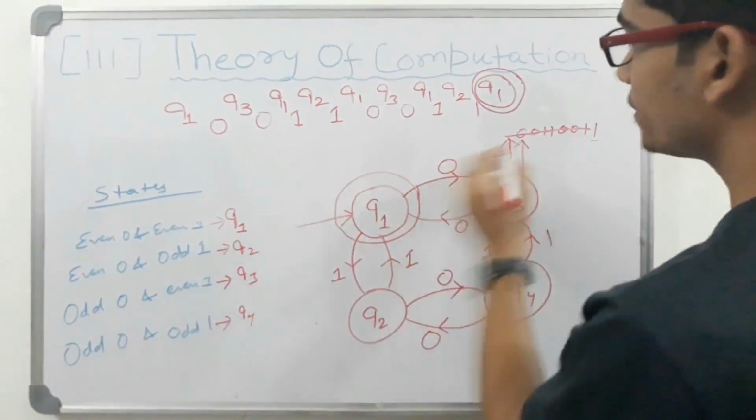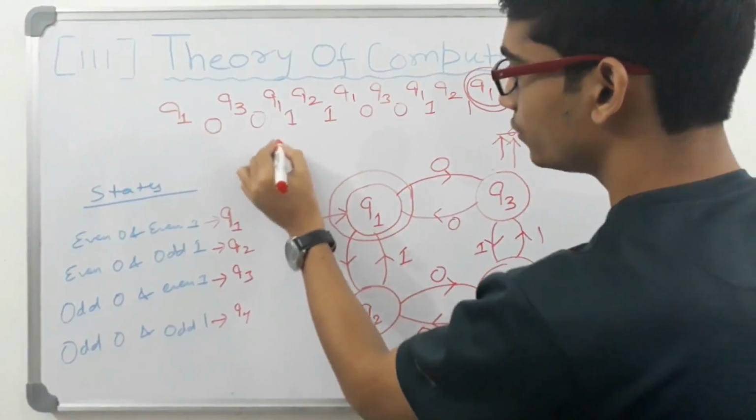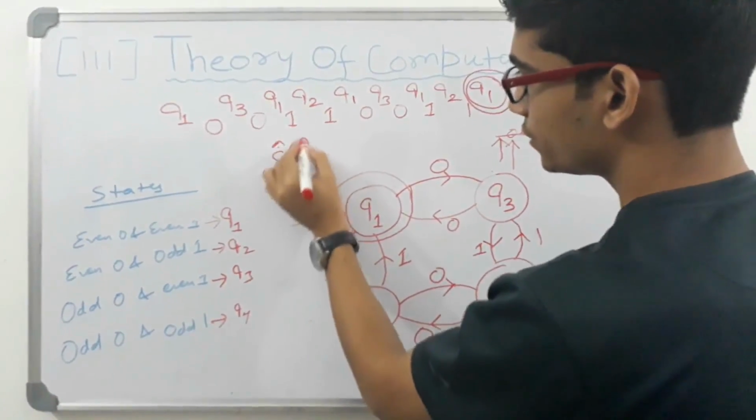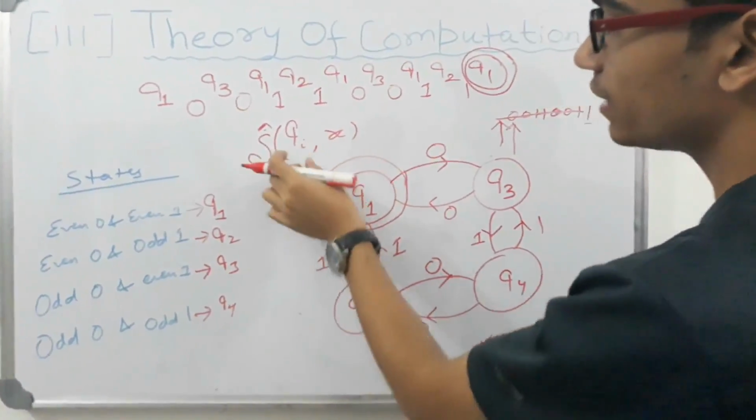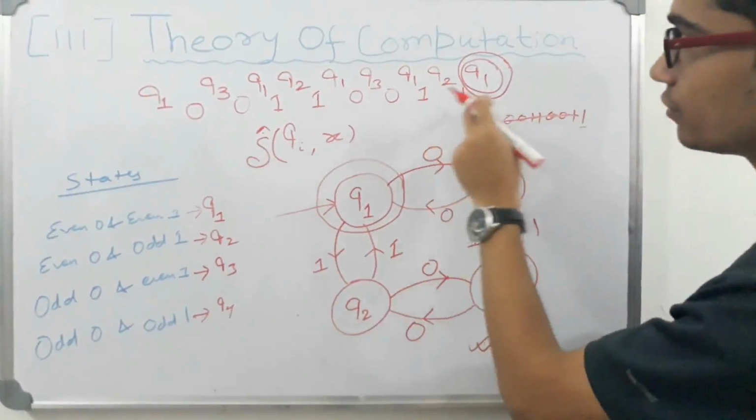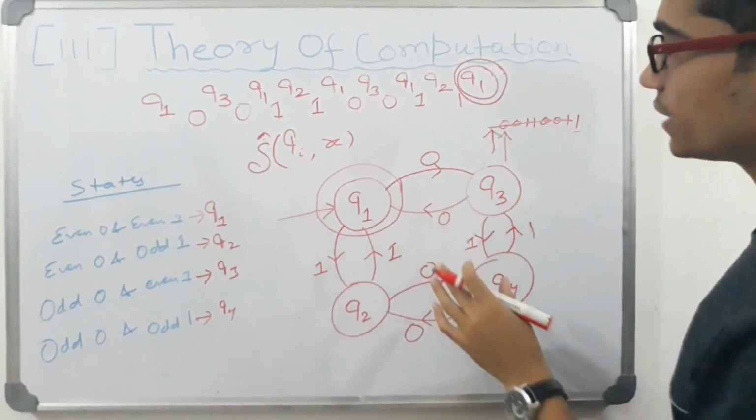And one more way of doing this is using this delta hat. I told you the notion of this. How do we do it? We put a state Qi, comma string x, and simply inductively you can follow and reach through this. So this way you can check.